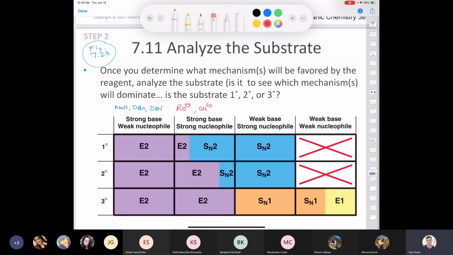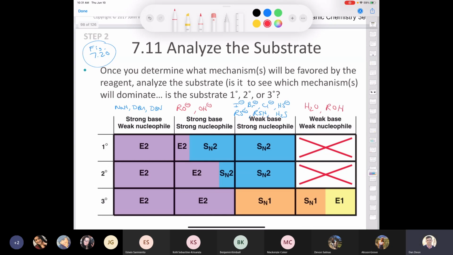Weak base, so a crummy base, but a strong nucleophile, that would be anything like iodide, bromide, chloride, hydrosulfide, thiolate, a thiol, and hydrogen sulfide, H2S. Those are all really good nucleophiles, but they're all pretty crummy bases. And then the weak base, weak nucleophile, well, you know what that is. That's going to be water and an alcohol. So water, ethanol, methanol.